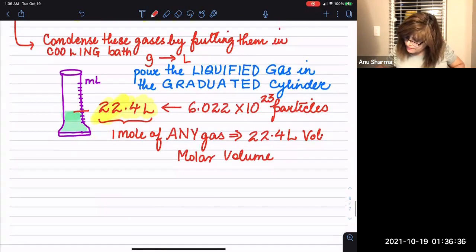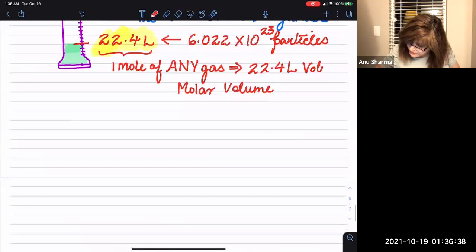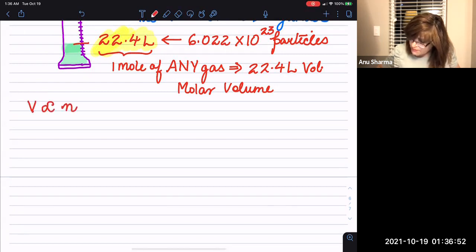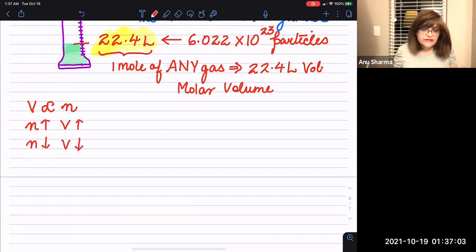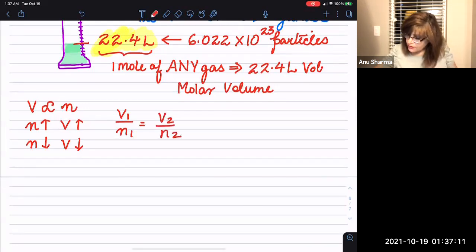The study check problem. There's another thing here, and it's common sense: volume is directly proportional to the number of moles. As you increase the number of moles, obviously the volume is going to increase. If you decrease the number of moles, the volume is also going to decrease. So how do you express this? It is V1 over N1 is equal to V2 over N2. Then let's do the study check problem.